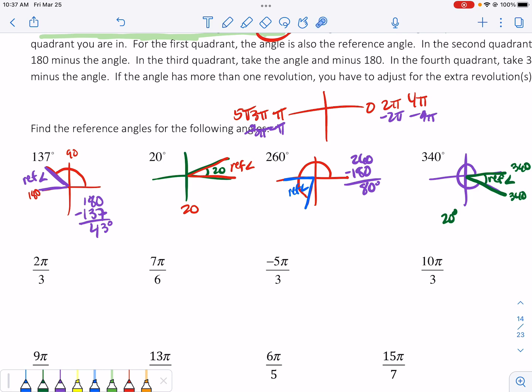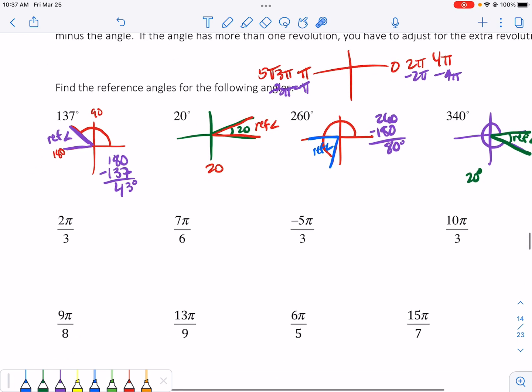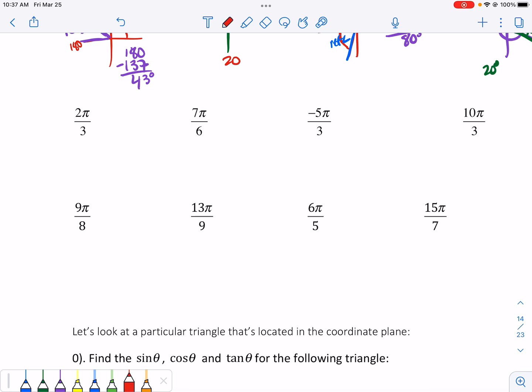Because of that, and we're always going to the x-axis for our reference angle, we are just seeing how far away from the nearest whole number the radian measure is. Okay? So if we look at this one, you can still draw and get your reference angle from there, but it's actually really quick to find the reference angle without having to draw it, which is particularly nice for our radians.